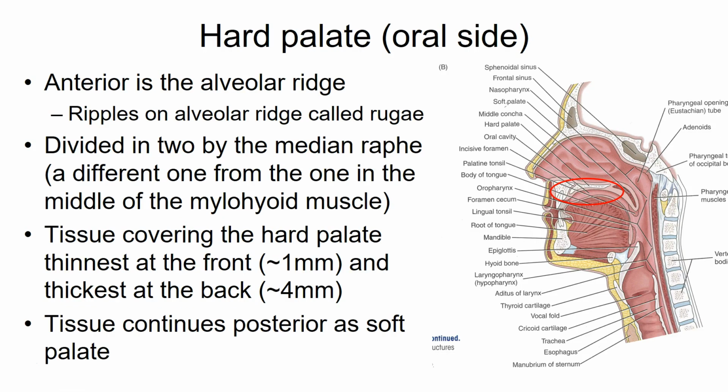On the oral side of the hard palate, in the anterior, we have the alveolar ridge, where most people have little ripples in the skin called rugae that are relatively sensitive to touch. It's one of the reasons why we have a lot of speech sounds there. The skin on the hard palate is divided into two pieces by a median raphe. It's a different median raphe than the one that's in the middle of the mylohyoid muscle, but it's basically the same kind of thing. There is epithelial tissue covering the hard palate. It's relatively thin in the front and gets thicker in the back. And then as you continue further posterior from the hard palate, you have the soft palate.